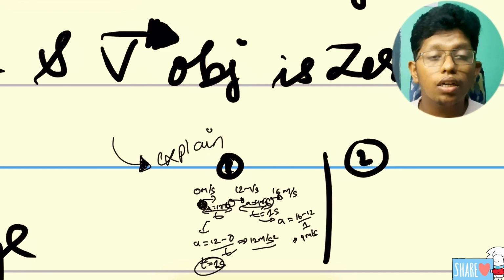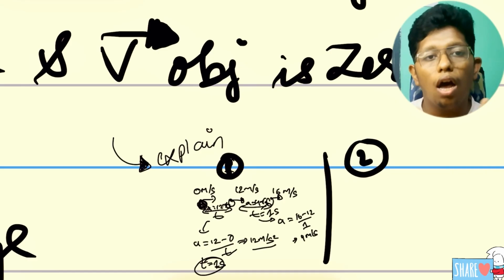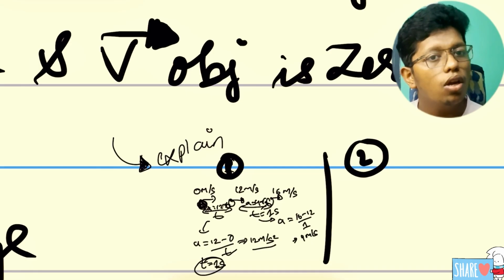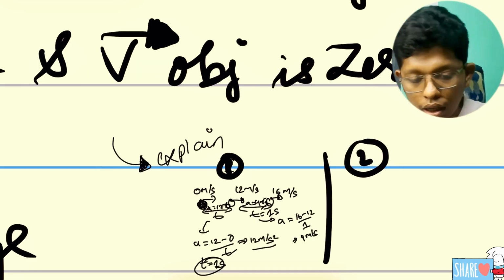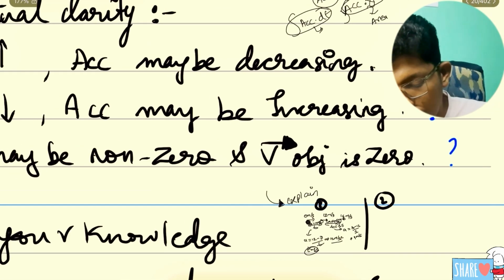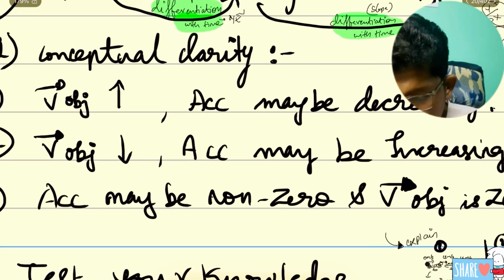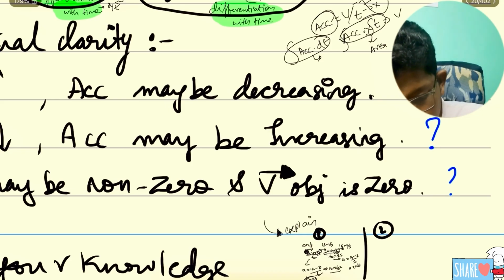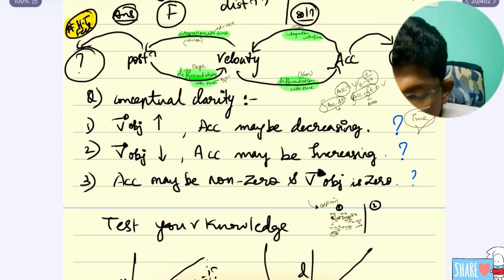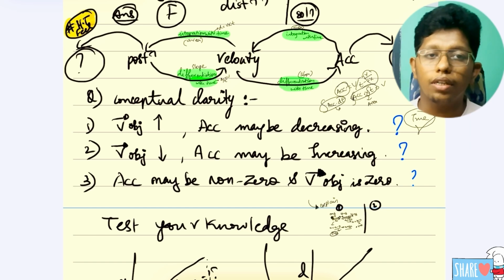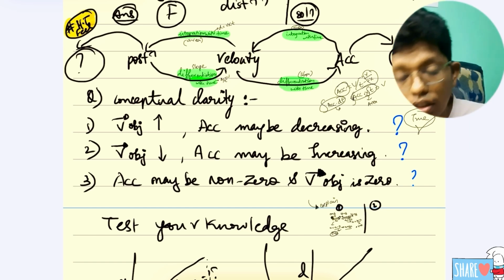We can't say directly that whenever velocity is increasing, acceleration should definitely increase. So it is a wrong thing. Here the case can also happen like this. That's why I say it can happen. So if you ask me, I will write true. If velocity is increasing, you may think acceleration should be decreasing. Here I have asked whether acceleration may be increasing.